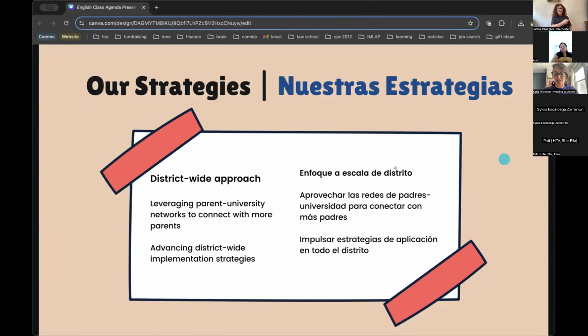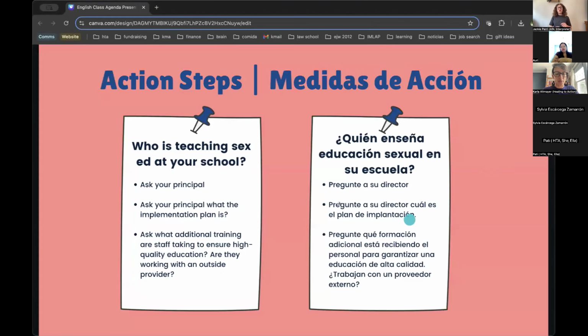So what are action steps that you can take? Here's the first. I think the first question you can ask yourself is, who is teaching sex ed at your school? Currently, every school should have two educators, two teachers, who are certified to teach sexual health education. So who are they? Is it the gym teacher? Is it the science teacher?